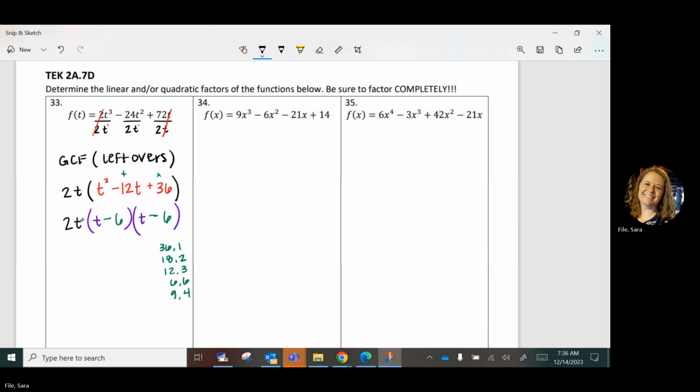Now, if you're looking at answer choices, is there another way that we could write this since these two are exactly the same? Yeah, I could have my 2t and then my t minus 6. Instead of writing it out twice, I could just put a squared on it. So both of those would be correct.